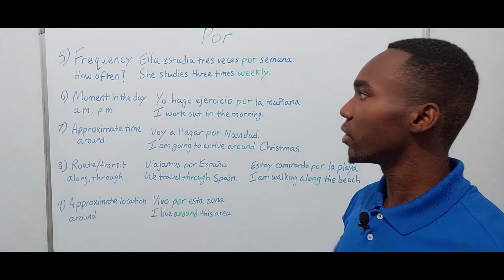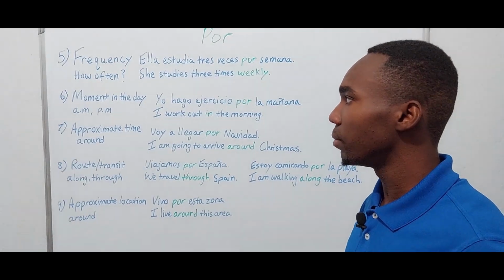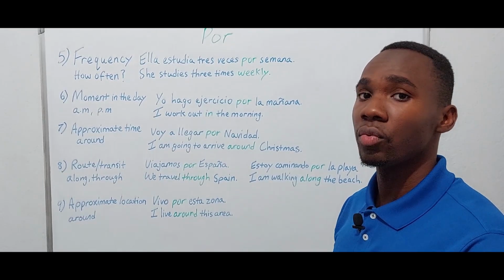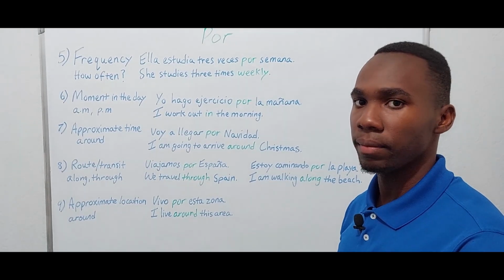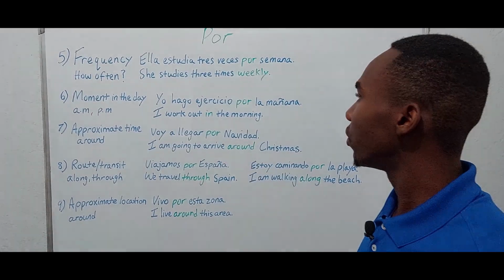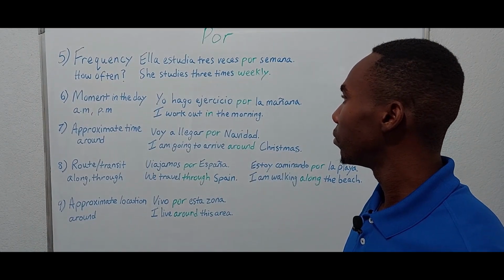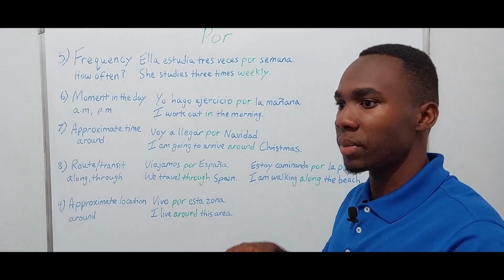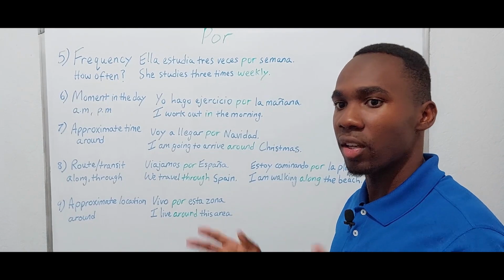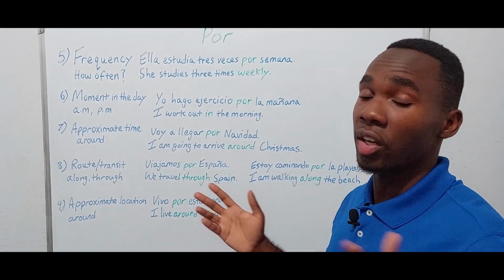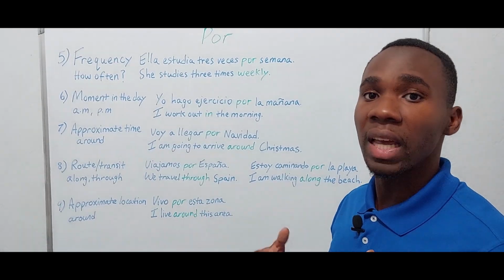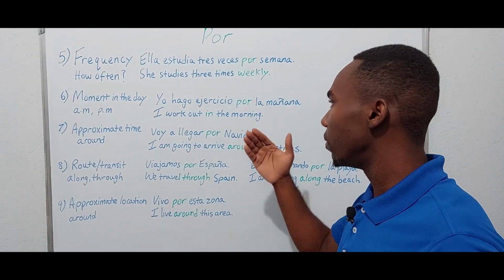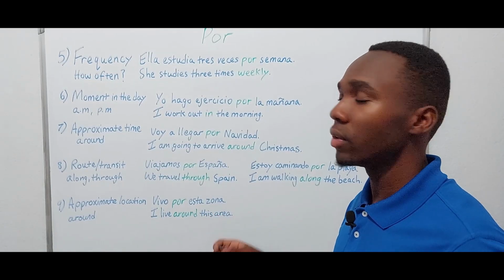All right, 6, moment in the day, right? So you have AM, PM. So you have morning, afternoon, or evening, or night, okay? So yo hago ejercicio por la mañana. This means I work out in the morning, right? So this is not really specific because the morning is a long period. It could be 5 o'clock in the morning, it could be 8 o'clock, it could be 10 o'clock, it could even be 11:30, all right? But it's morning. That's the point.